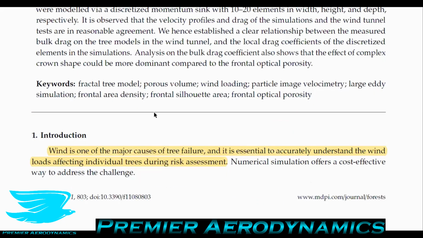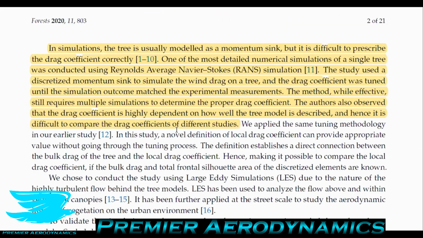So they say wind is one of the major causes of tree failure and is essential to accurately understand the wind loads affecting individual trees during risk assessment, so see if they're going to break. In simulations, the tree is usually modeled as a momentum sink. So that's interesting. Instead of having the actual geometry in the CFD model, a lot of the time they just put it as a momentum sink, and usually I would imagine they'd put it more as like several momentum sinks instead of one momentum sink.